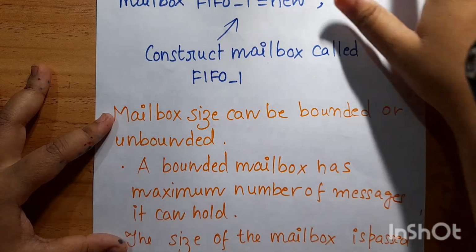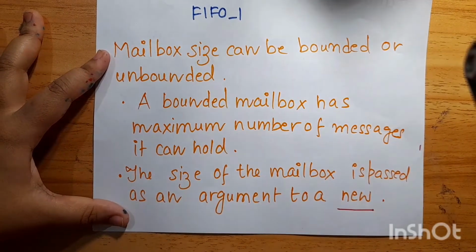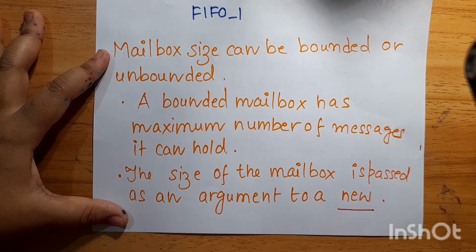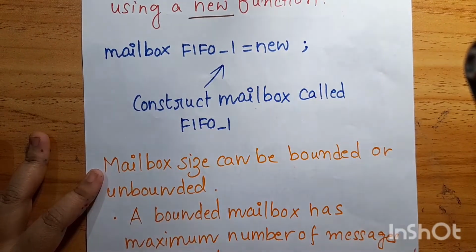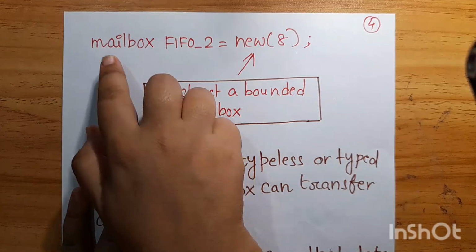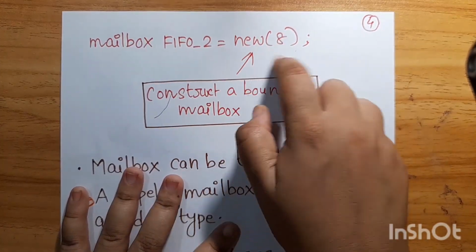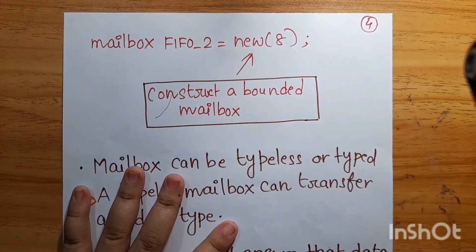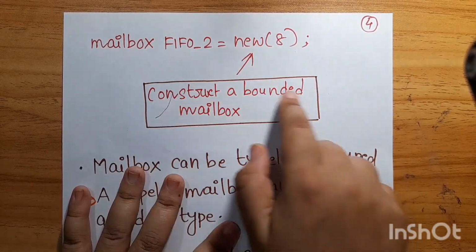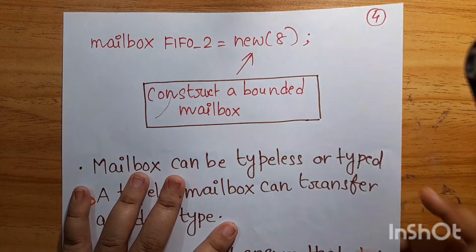So a bounded mailbox, as I said, has a fixed size. So how to set the size of the mailbox? That is also done through the new function, the same new function, by passing an argument into it. Just see: mailbox FIFO_2 is equal to new, inside brackets 8, semicolon. So this is how you construct a bounded mailbox.